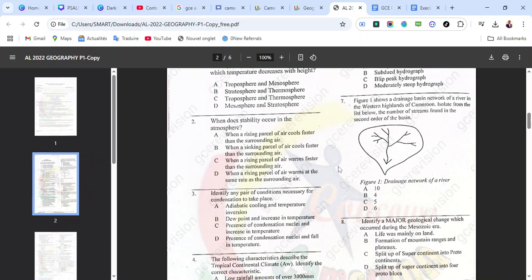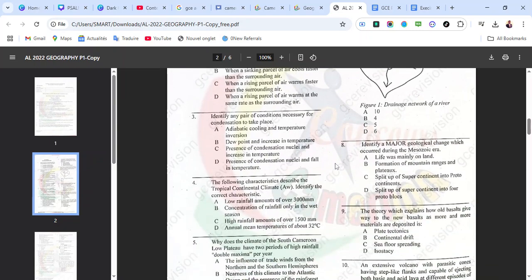Figure 1 shows a drainage basin network of a river in the western highlands of Cameroon. Isolate from the list below the number of streams found in the second order of the basin. The correct answer for 7 is C, which is 5.